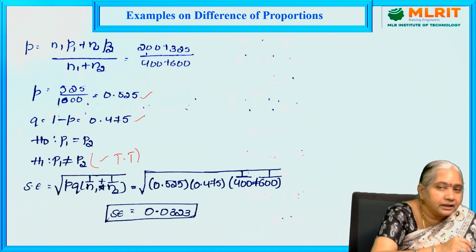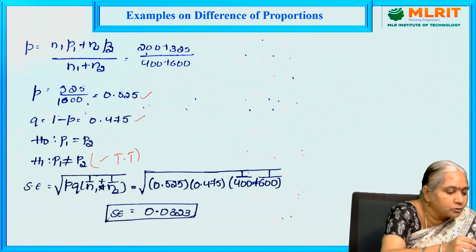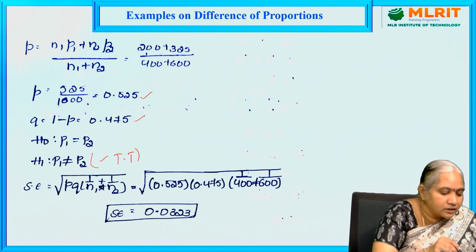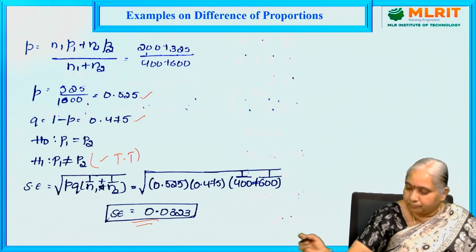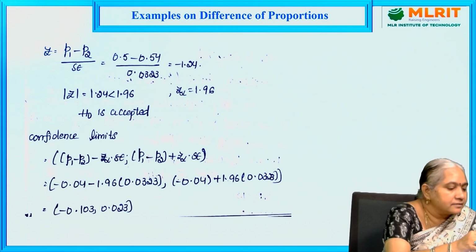And the standard error of sample proportions is under root PQ into 1 by N1 plus 1 by N2. Here P is 0.525, Q is 0.475, into sample sizes 1 by 400 plus 1 by 600. So this is the standard error.